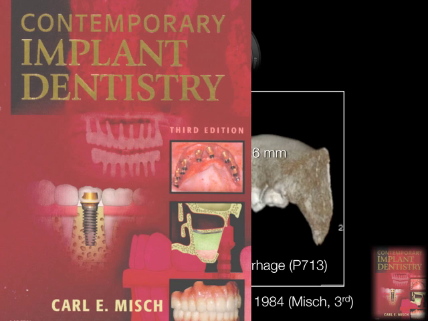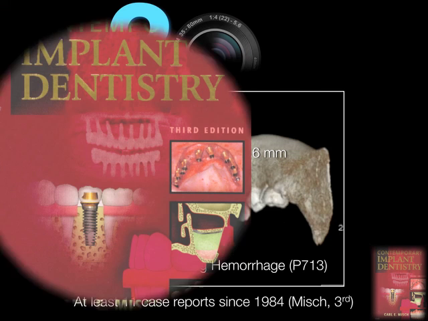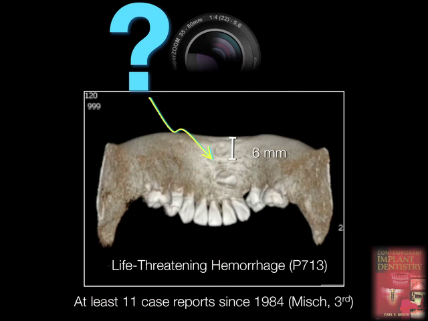If you look at the famous textbook by Carmish, and Dr. Robert has a chapter right there. I don't like this guy, but since he published Dr. Robert's chapter, I kind of like this guy. In this book, page 713, write it down and check it out. He said they have at least 11 case reports since 1984.